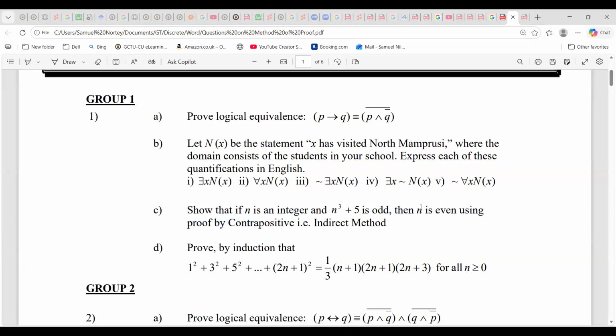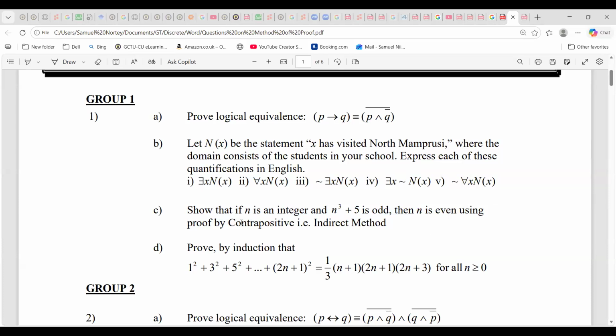And then the conclusion is n is even. Now this one, you can't even use direct. Well, you can use direct. If you can use direct, it means that you must let this one become your p, and then let n cubed plus 5 become your q. Because direct method, you start from left to right. The beginning is true and the ending is true.